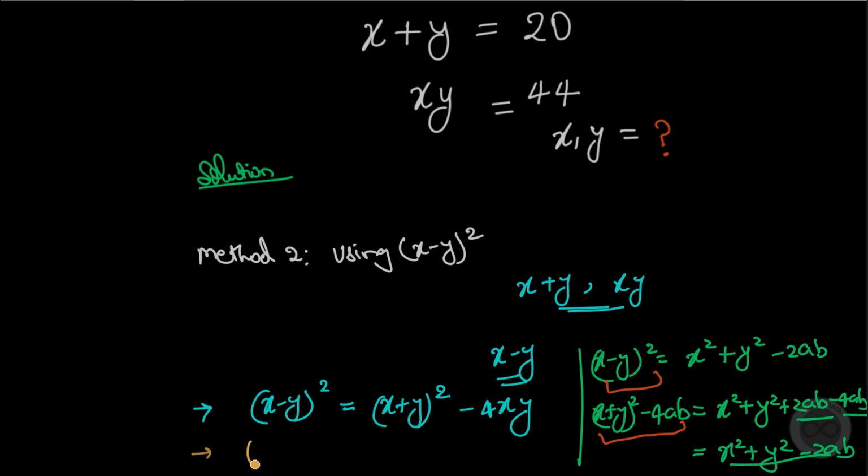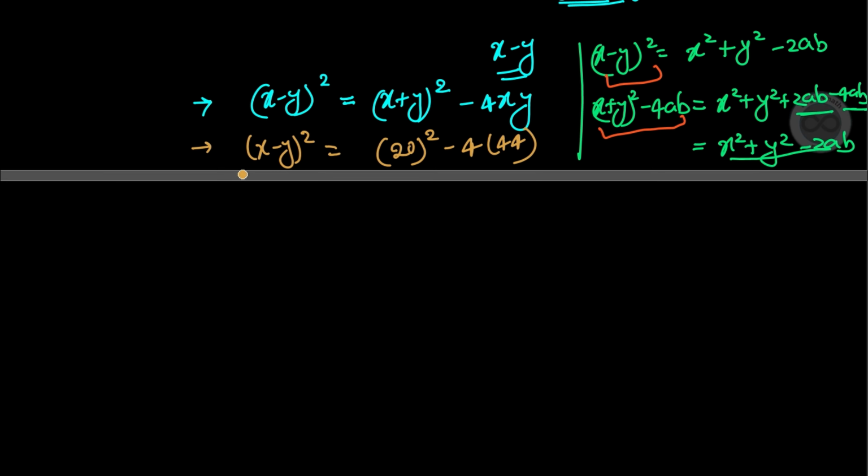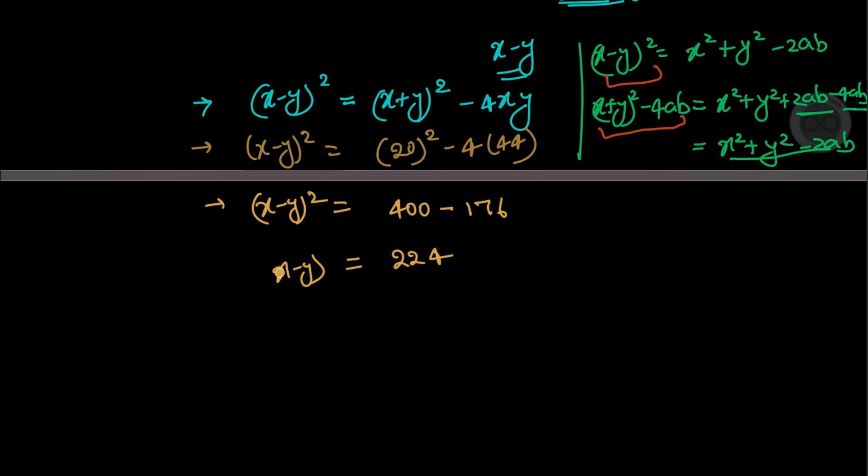So it gives x minus y whole squared is equal to the value of x plus y, which is given as 20, whole squared, minus 4 times xy, which is 44. So this gives x minus y whole squared is equal to 400 minus 176, which is equal to 224. Now we need to find the value of x minus y. So taking the square root on both sides, we get x minus y is equal to root of 16 times 14.